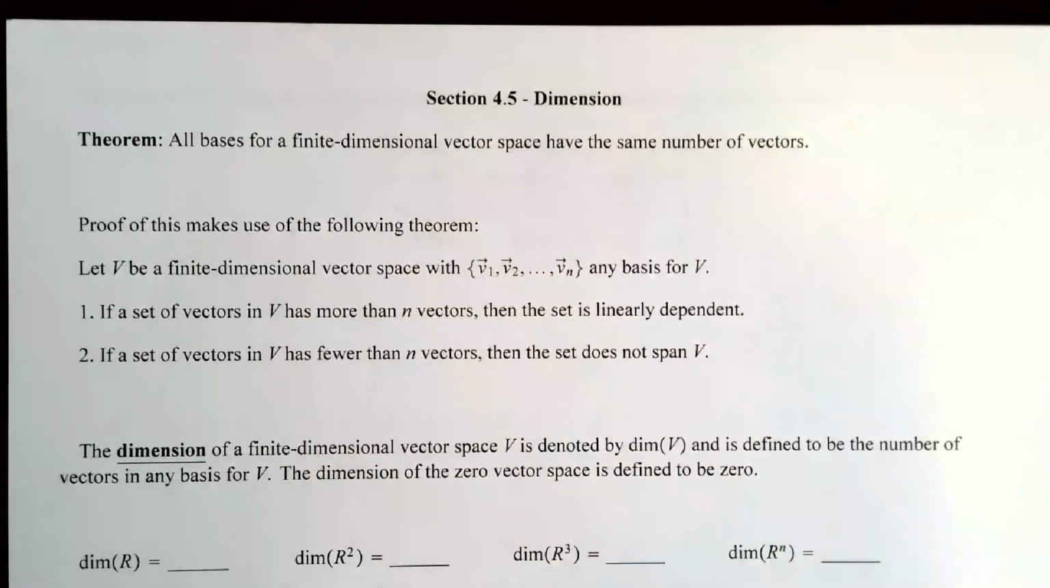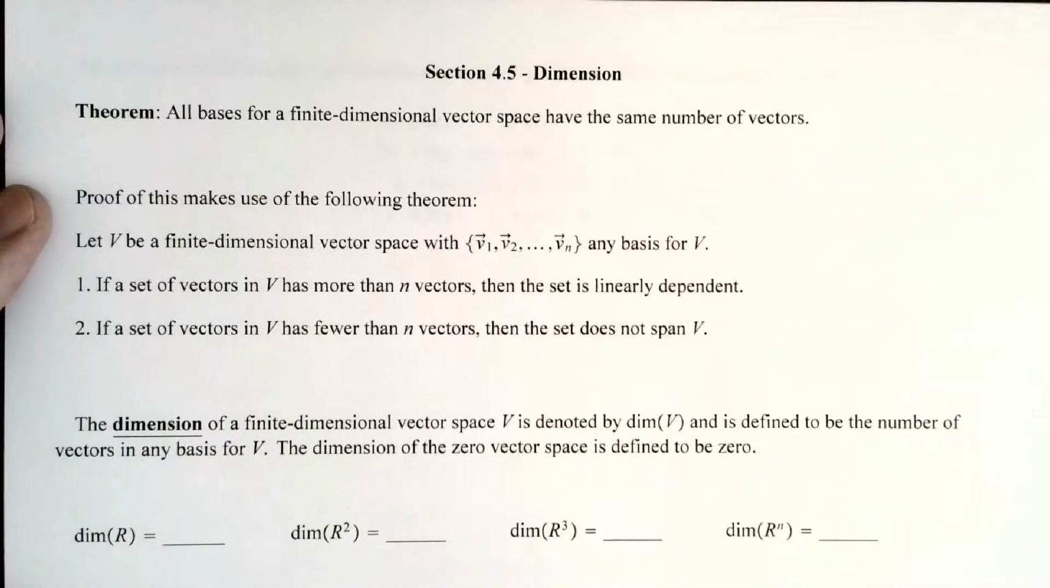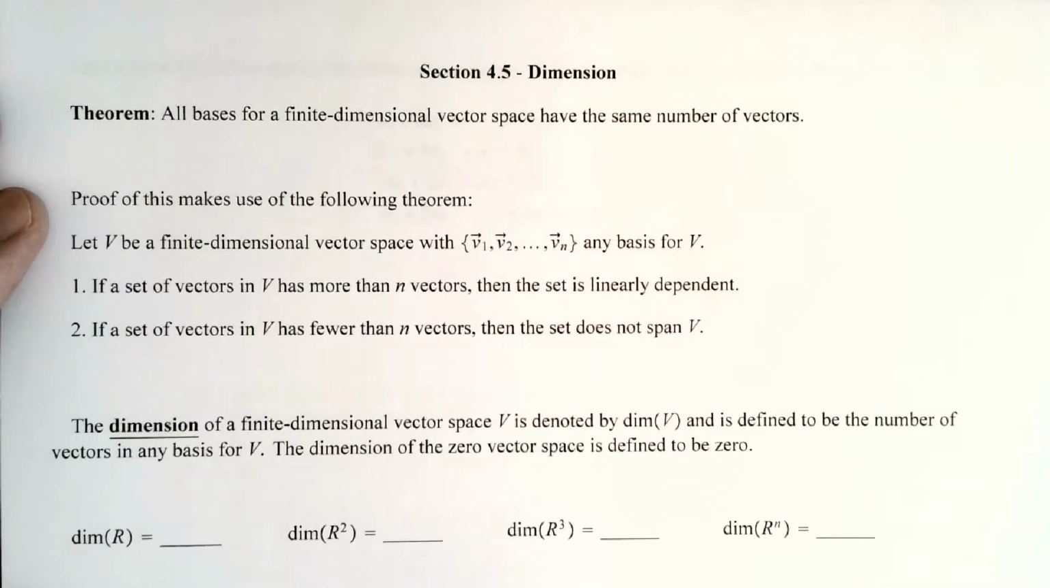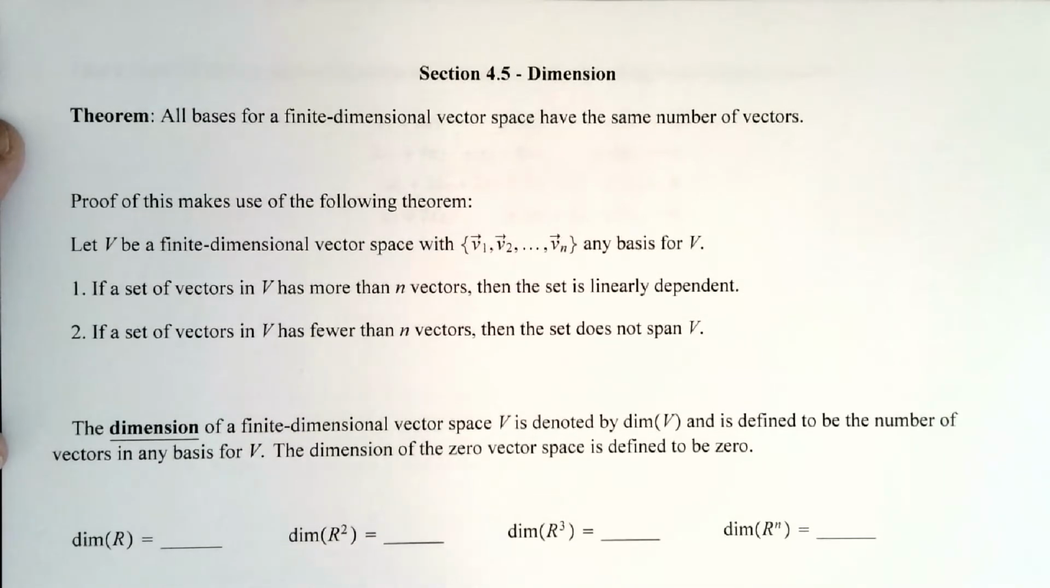Okay, with that, we're now able to talk about the important concept of dimension, which is kind of intuitive in a way. Some of you will understand this makes sense, I think, in the vector spaces that we're familiar with. But let's take a look at this first. And this theorem we're going to start with is that all bases for a finite dimensional vector space have the same number of vectors.